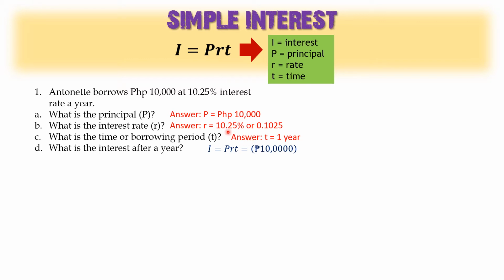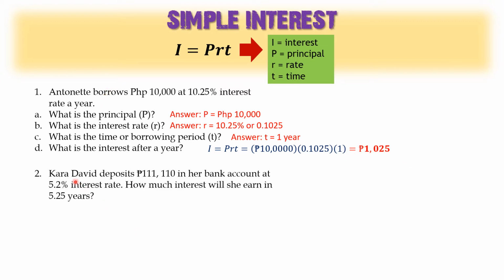So, you're gonna have to move the decimal point 2 places going to the left. That is 1 and 2. So that is 0.1025. And then the time that is 1. So by multiplication, by using your calculator, it will yield the result that is equal to 1,025 pesos. Ito yung halagang babayaran ni Antoinette after a year.